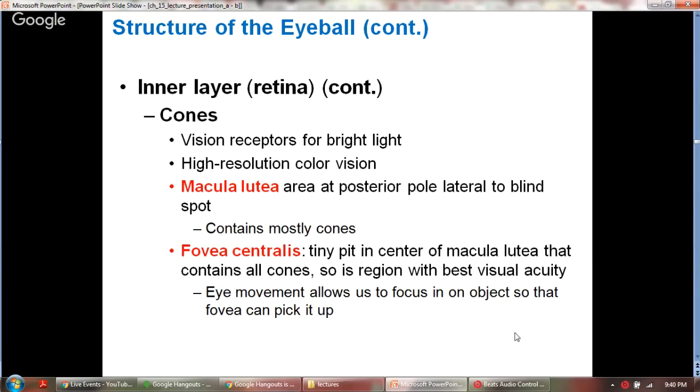The cones are the vision receptors for bright light. They have high resolution and are involved with color vision. The macula lutea, at the posterior pole lateral to the blind spot, contains mostly cones. And the fovea centralis is the tiny pit in the center of the macula lutea, which contains all cones, so it is the region with the best visual acuity. And eye movement allows us to focus on objects so that the fovea can pick up the image properly.